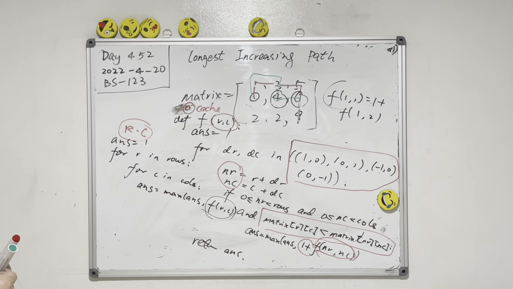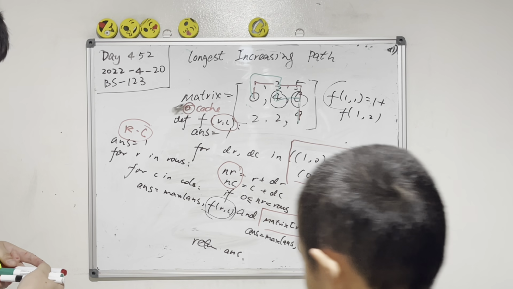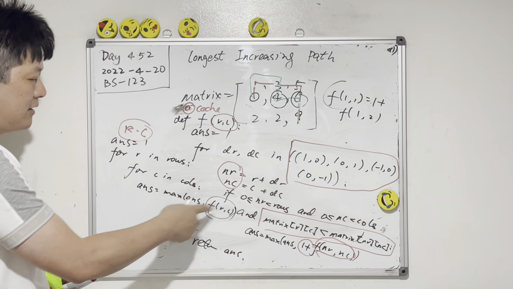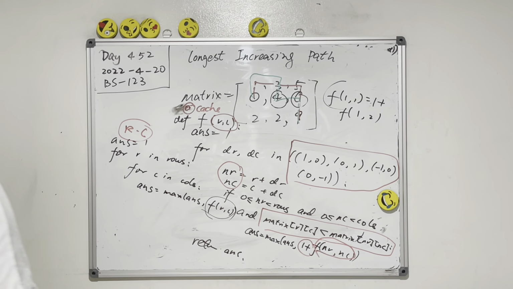Let's call this top-down dynamic programming. Yes, and you need the cache. If we don't put a cache, that will be exponential, because for each r, c there may be duplicate values. We need to calculate again and again.